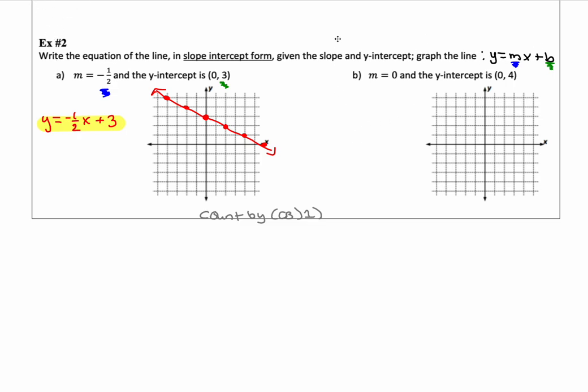Now I'm going to go over to question B. We are told that m is equal to 0, and the y-intercept is (0, 4). And again, the b value is the y of the y-intercept. So our equation would be y equals, m is 0, x, plus a positive 4, so plus 4. The reason why this looks a little different is because the slope is 0.